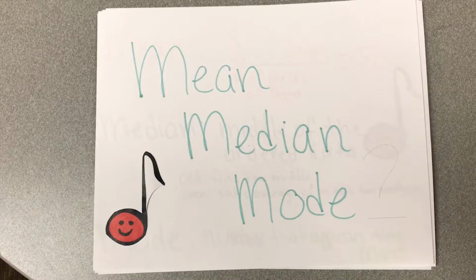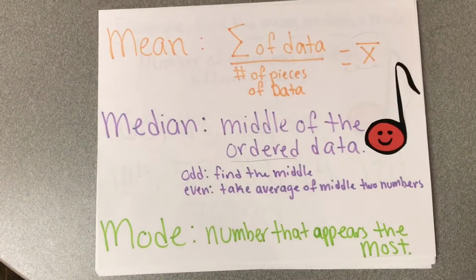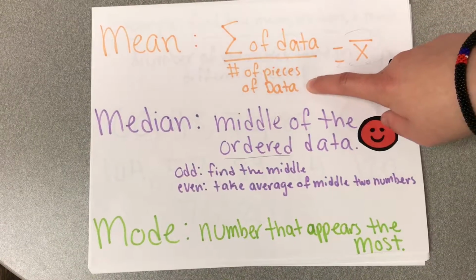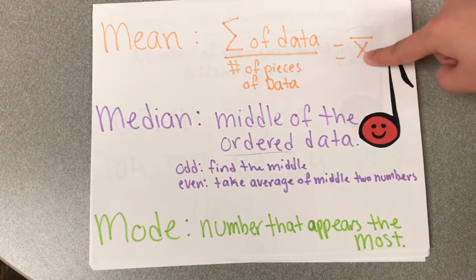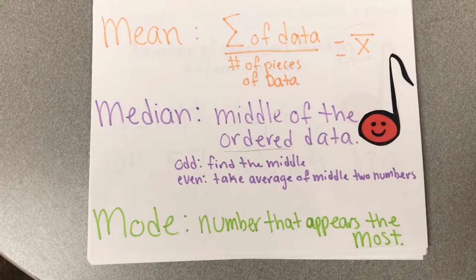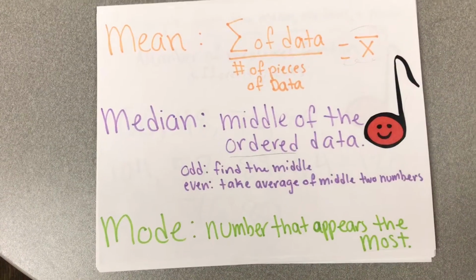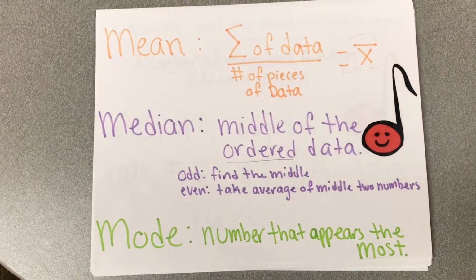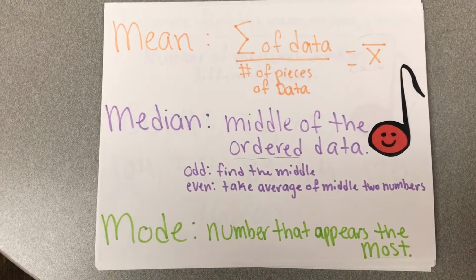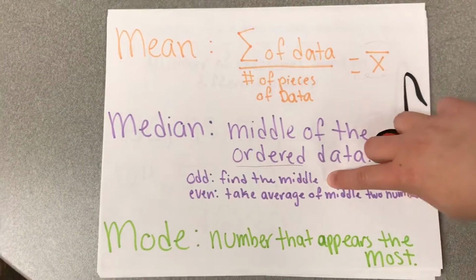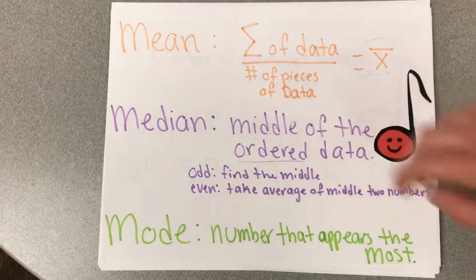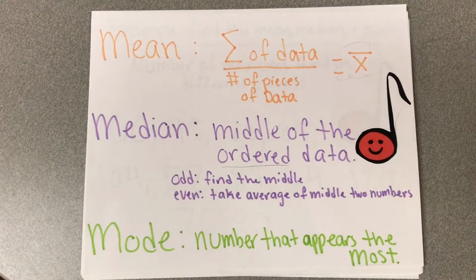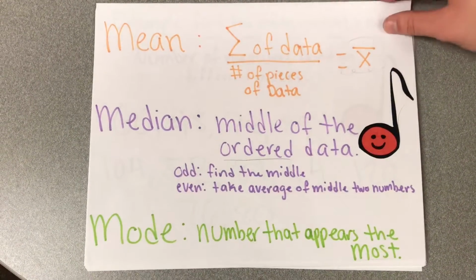But what are mean, median, and mode? Let's define them. The mean is the sum of the data divided by the number of pieces of data. Mean can also be written as x with a line over it. The median is the middle of the ordered data. Ordered is the key word here. Your data must be ordered before you can find the median. Once you have ordered data, you just find the number in the middle. If it's an odd number data set, you find the number in the middle. If it's an even number data set, you take the average of the middle 2 numbers. The mode is simply the number that occurs the most.